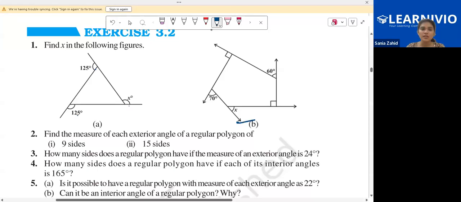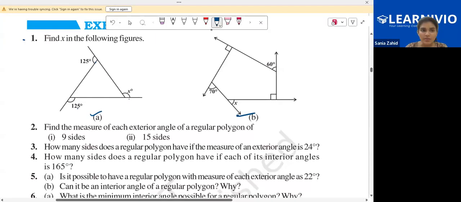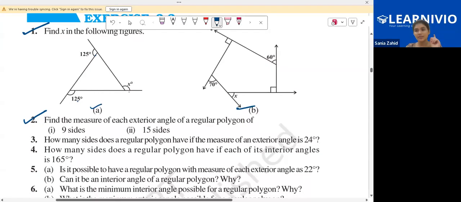Then for this one also use the same formula. Then you can do question number 1 and question number 2. In question number 2, now you will use the same formula. Number of sides is equal to 360 degree divided by measure of each exterior angle.